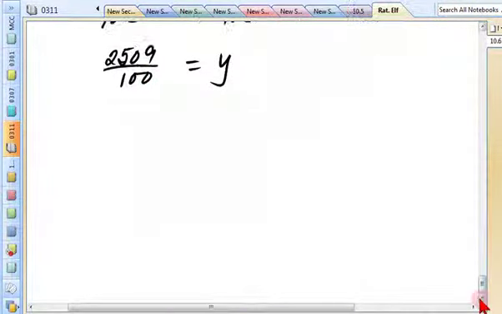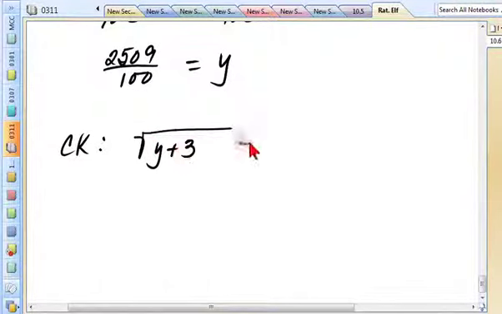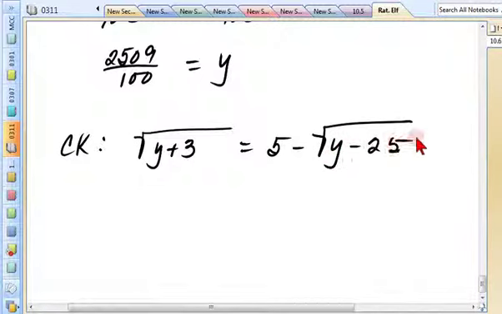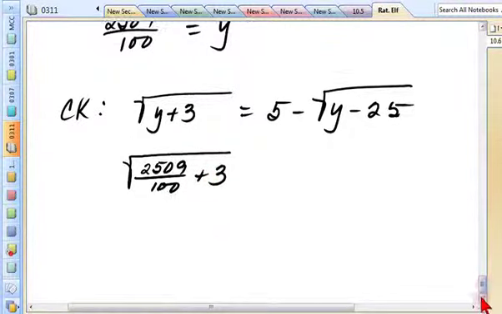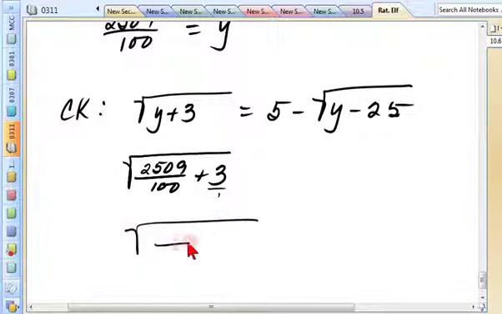All right, the original problem was the square root of y plus 3 is equal to 5 minus the square root of y minus 25. All right, I have 2509 over 100 plus 3. I just want to work on the left-hand side for a minute. I need to get a common denominator under there. And what will the common denominator be? 100.